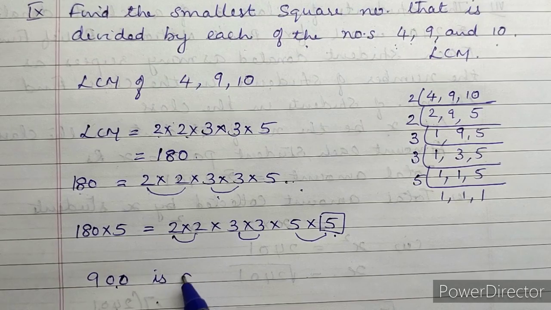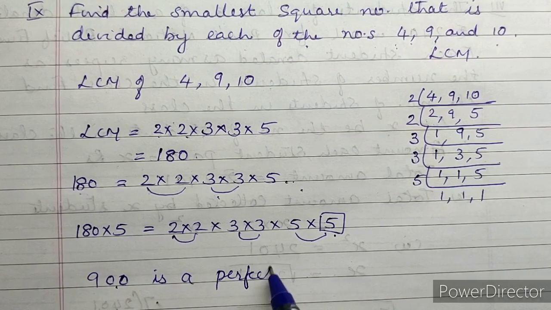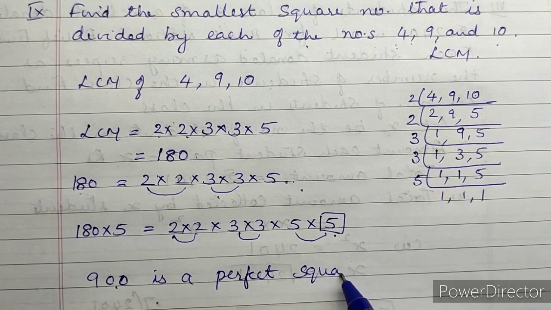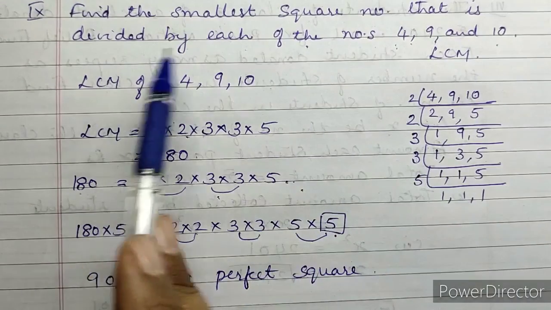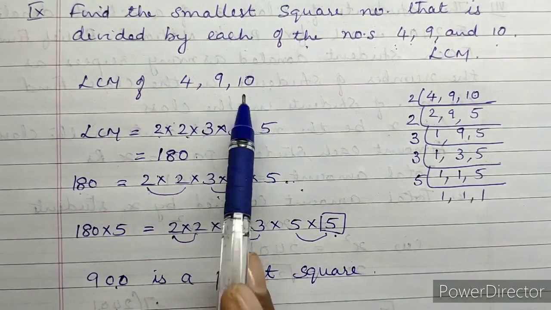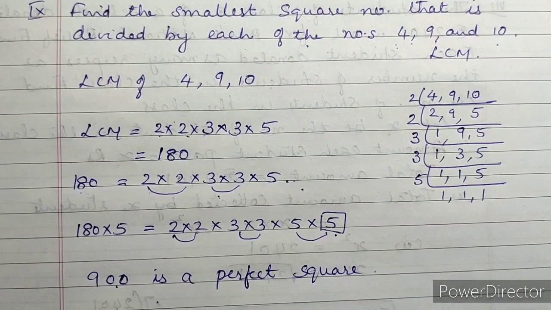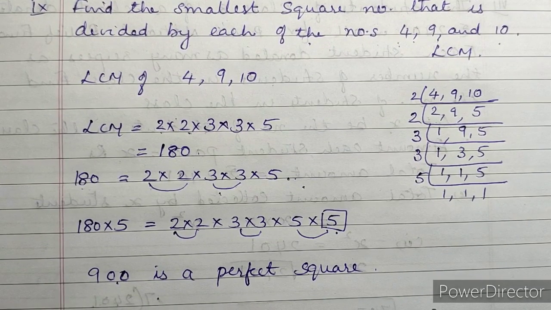So 900 is a perfect square, which is the required answer. The smallest perfect square number that is divisible by each of these 4, 9 and 10. You can divide it by each of the numbers 4, 9 and 10.